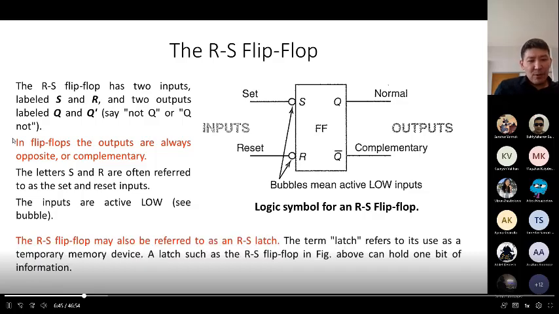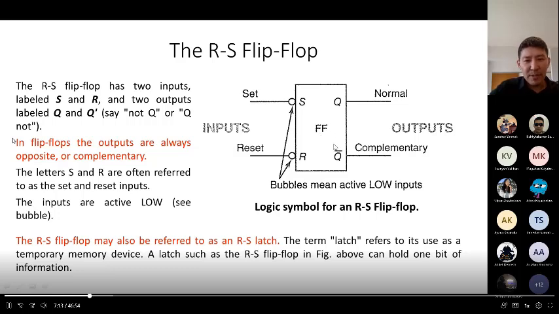The RS flop may also be referred to as an RS latch. Sometimes we can call a flip-flop a latch, but not always. When we use it as a memory device, we can see it as a latch. The term latch refers to its use as a temporary memory device. A latch such as the RS flop in this figure can hold 1 bit of information, only 1 bit.